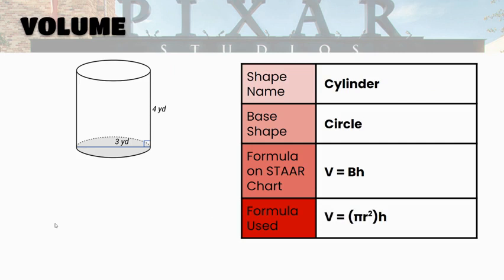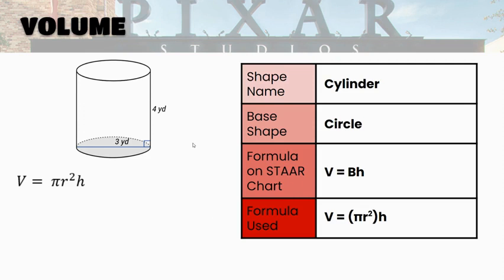Here I have a cylinder. The base shape is a circle. On the star chart, my formula is V equals big BH. But the base shape is a circle, so I'm going to replace big B with pi r squared times the height. Here I have the diameter, so before I can even start, I'm going to have to divide that by 2 so that I have the radius.